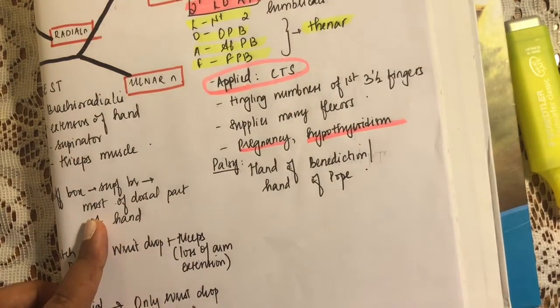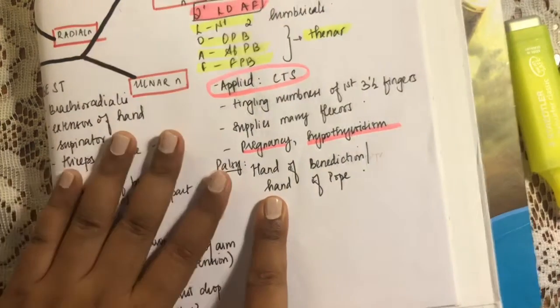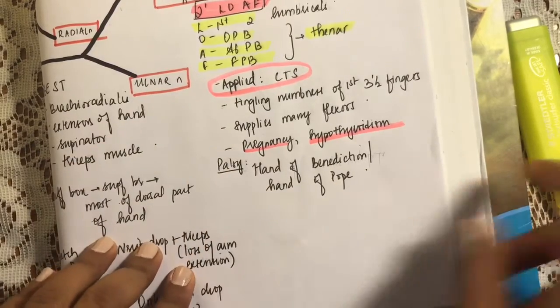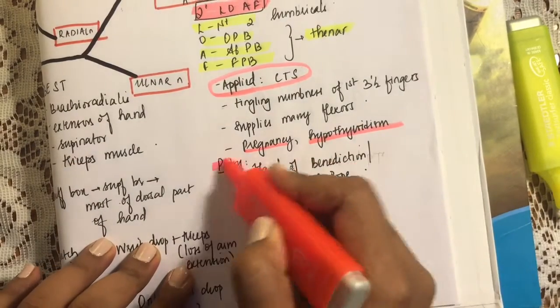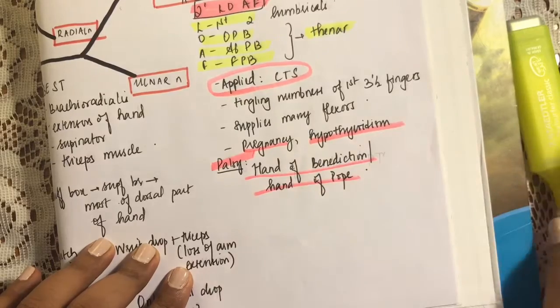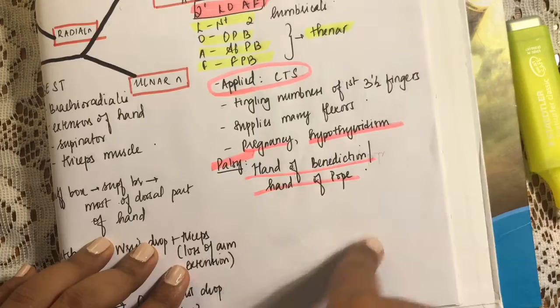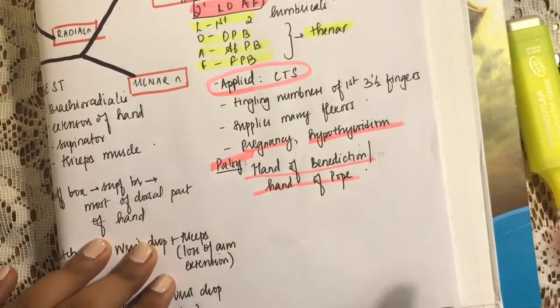Now, what if there is a palsy of the median nerve? If there is a palsy of the median nerve, they get something called the hand of benediction, or the hand of Pope. This has also been asked. So this looks a lot like an ulnar claw hand, but it's just not that clawed. I don't know how else to put this.